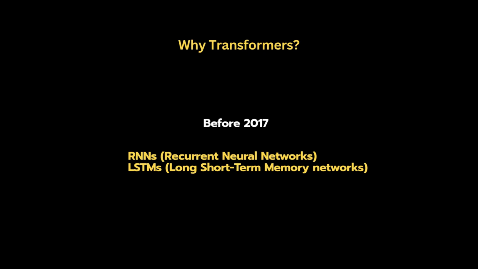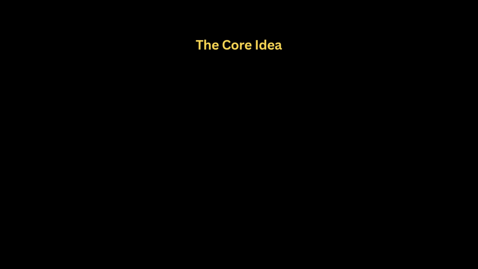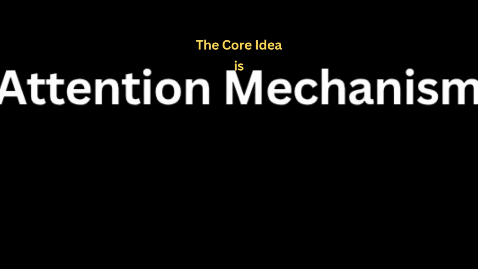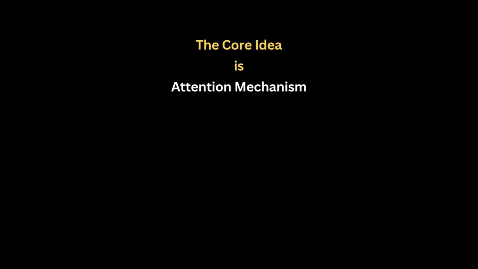Then came a 2017 paper from Google that introduced the transformer architecture, and it changed AI models. It was faster, parallel, and more powerful than the previous models. The core idea is the attention mechanism. The key concept behind the transformer is attention, especially self-attention.